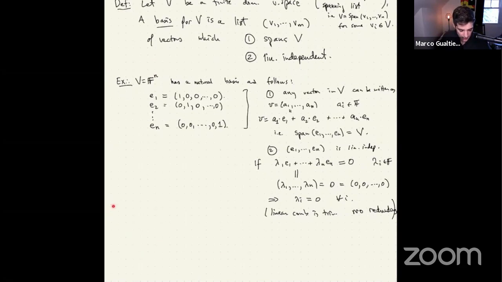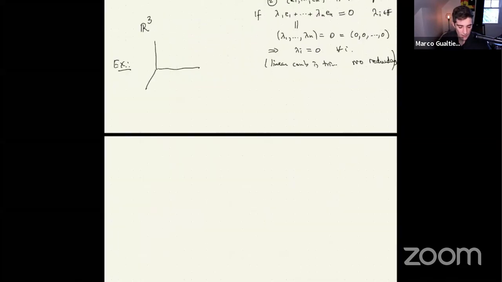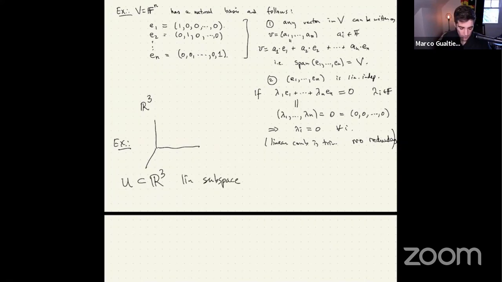For example, we're going to do this next week. For example, suppose that I started with a really simple vector space. Suppose I started with R3. And suppose that we define a vector subspace, a linear subspace, consisting of the set of x, y, z such that x plus y plus z is equal to 0.